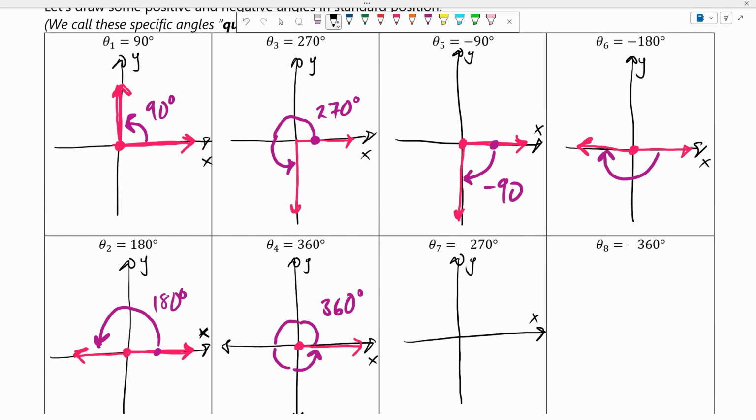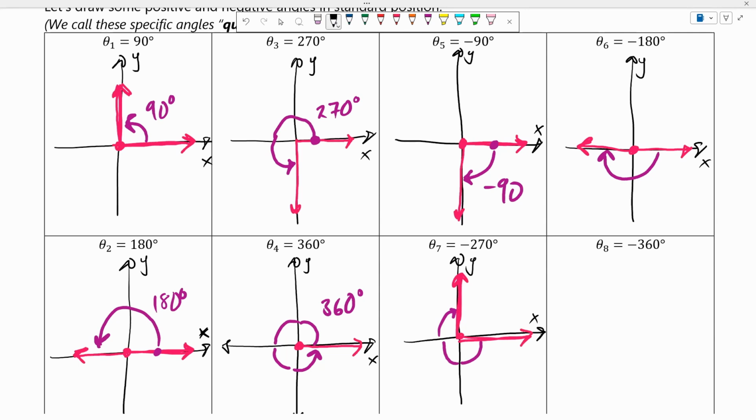My Y, that's my X. Like I said, everything starts off the same. Here's my initial side, right? But now I need to go negative 270. So this is negative 90, negative 180, negative 270 degrees. So my final angle is this one. Okay?